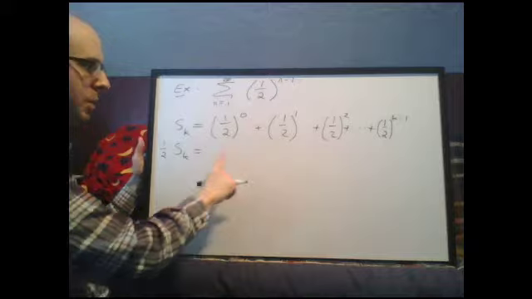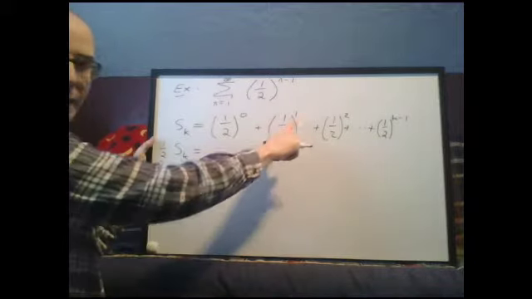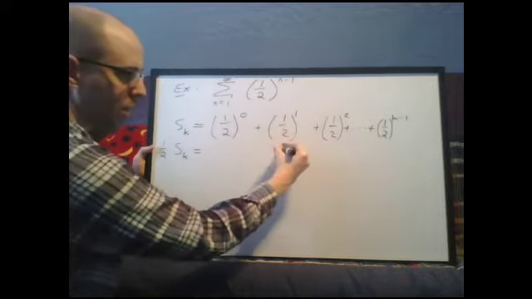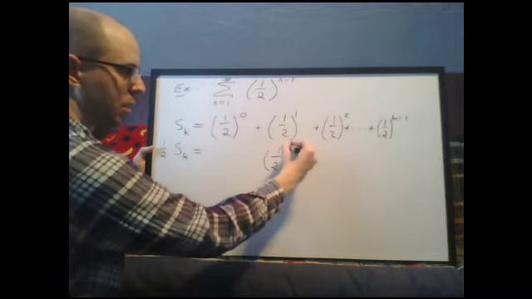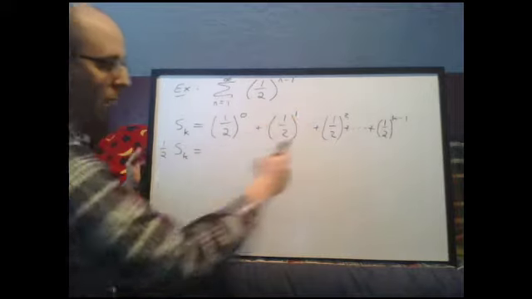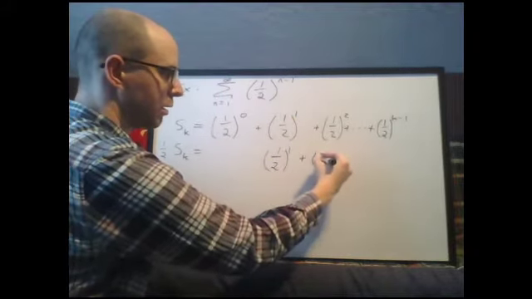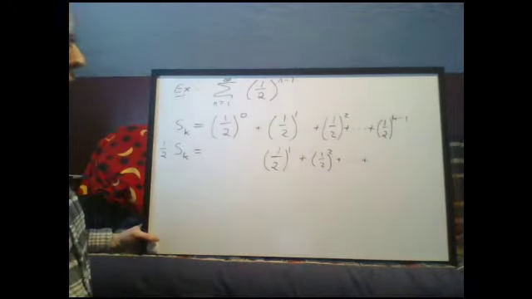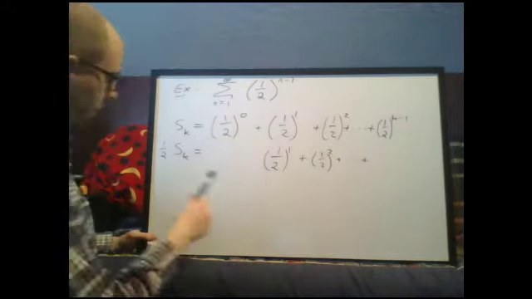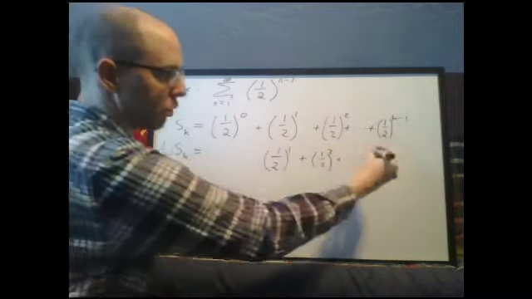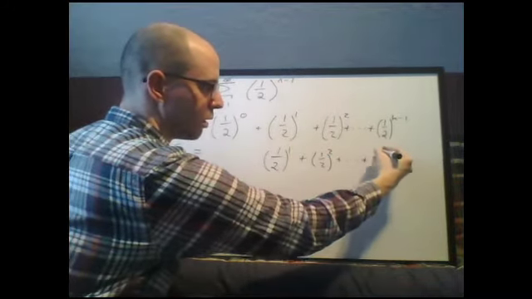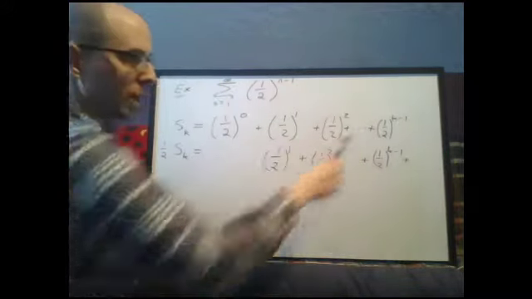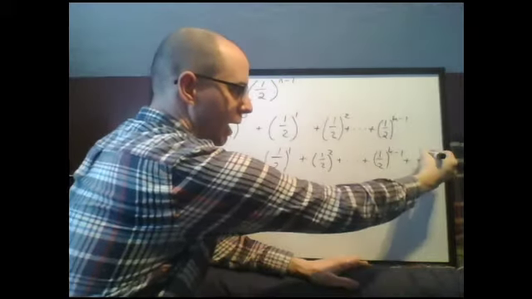So when I write it out, let me line up the terms according to their exponent. So 1/2 to the 0 when I multiply by 1/2 becomes 1/2 to the 1. 1/2 to the 1 when I multiply by 1/2 becomes 1/2 squared. And so on. But at the end, I'm going to end up with one extra column. So 1/2 to the k minus 1, when multiplied by 1/2, becomes 1/2 to the k.